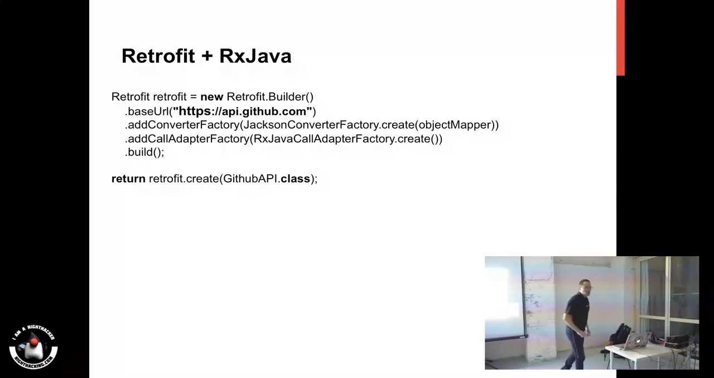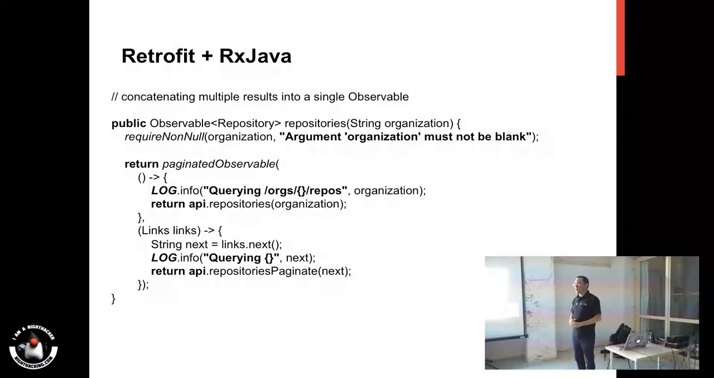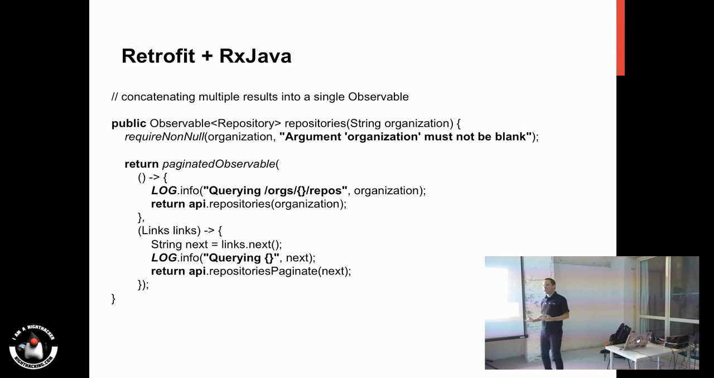The next thing we do is make sure that the Retrofit client is aware of RxJava, so we only add one more factory to the builder, and that's it. Now, we can use RxJava with Retrofit. And remember what I was saying, in order to shorten Observable<Response<List<Repository>>> into just Observable<Repository>, well, the advantage of RxJava is that we can have many operations on top of observables, for example, concatenate and flatMap and other stuff.